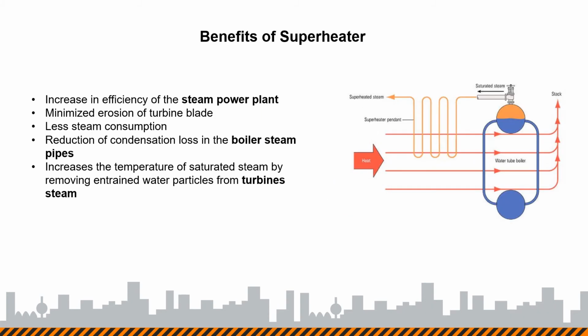The benefits of the superheater. The superheater will increase the efficiency of the steam power plant and minimize erosion of the turbine blade. It also reduces steam consumption and reduces condensation loss in the boiler steam pipe. And lastly, it increases the temperature of saturated steam by removing entrained water particles from the turbine steam.